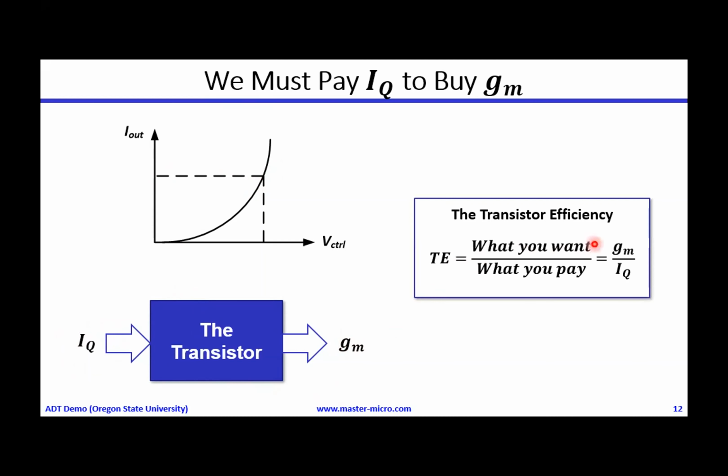The output divided by the input, what we want divided by what we pay, is what defines the transistor efficiency. Of course, in the case of a MOSFET, this IQ is the ID, the drain current, and this gives us gm over ID, the famous parameter that we all know.